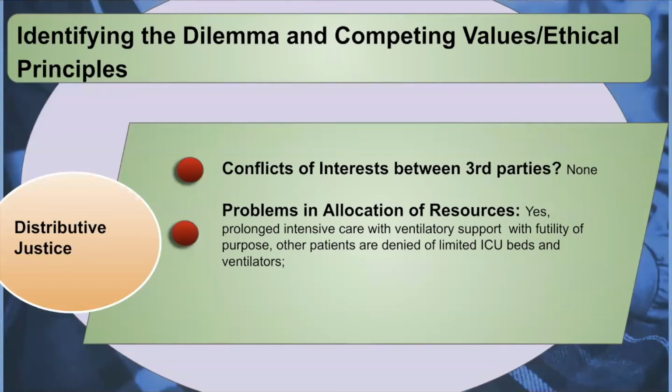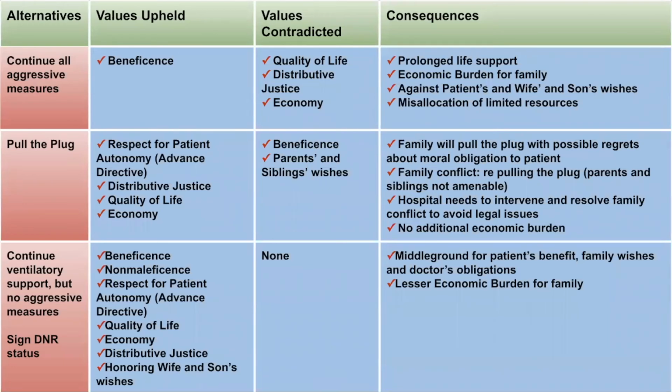Yes, the prolonged intensive care with ventilatory support, with utility purpose, means other patients are denied limited ICU beds and ventilators. So this slide will show us the different alternatives, the values upheld, the values contradicted, and the consequences of these alternatives. First alternative is to continue all aggressive measures. The values upheld was beneficence, but the values contradicted are quality of life, distributive justice, and economy. And the consequences of that alternative are the following: prolonged life support, economic burden for the family, against the patient's and wife's and son's wishes, misallocation of limited resources.